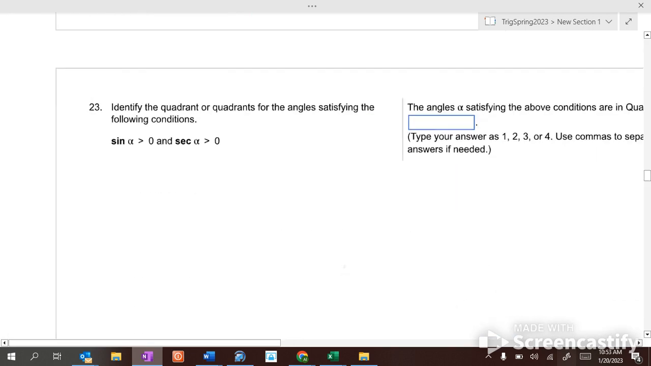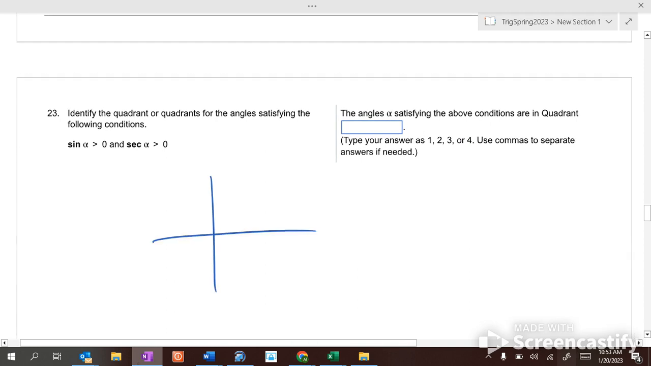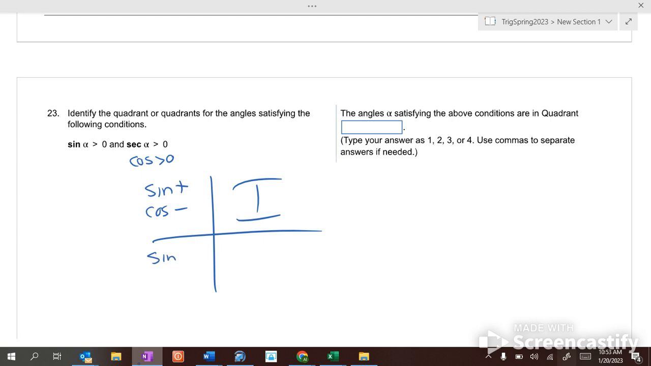Okay? Now, what quadrant are we in where the sine is positive and the secant is positive? Well, the secant is a reciprocal of what? Cosine. So where is sine positive and cosine positive? Where are both your x and y values positive? Quadrant 1. Here, the sine is positive and the cosine is negative. Here, both the sine is negative and the cosine is negative. And here, the cosine is positive and the sine is negative. Okay? Good things to know.